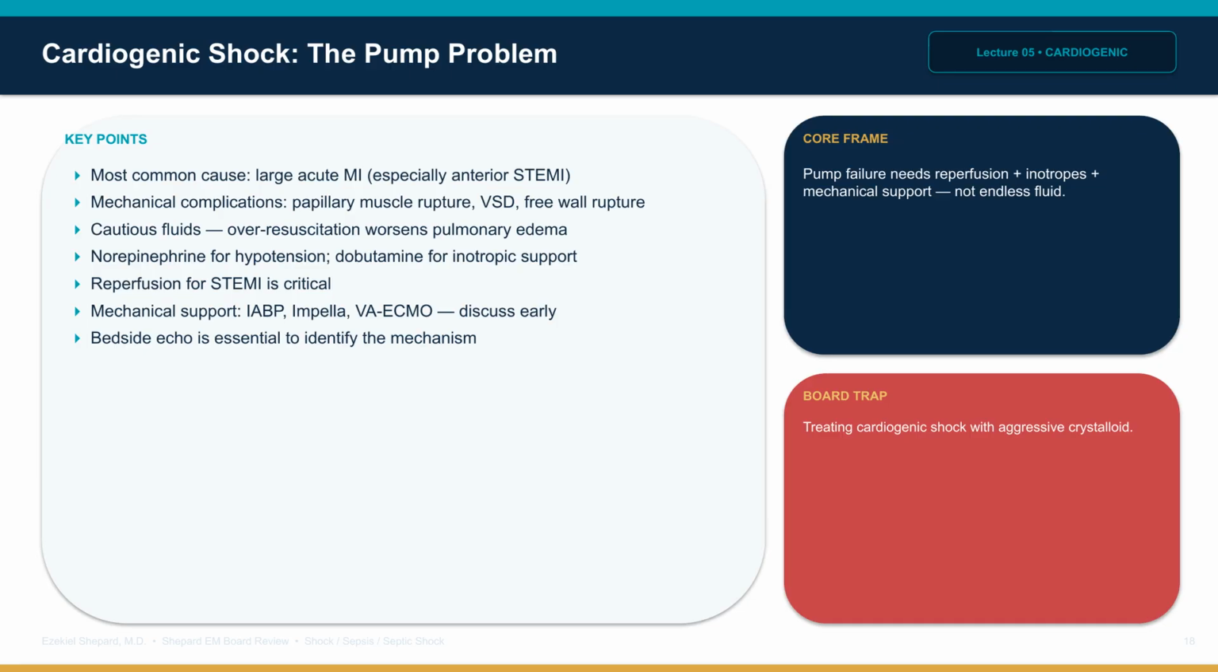Norepinephrine is the preferred vasopressor for hypotension. Adding dobutamine provides inotropic support but can lower blood pressure. Reperfusion for STEMI is critical, and early discussion of mechanical circulatory support, such as intra-aortic balloon pump, Impella, or veno-arterial extracorporeal membrane oxygenation, can be life-saving in the right patient. Bedside echo is essential for identifying the mechanism.